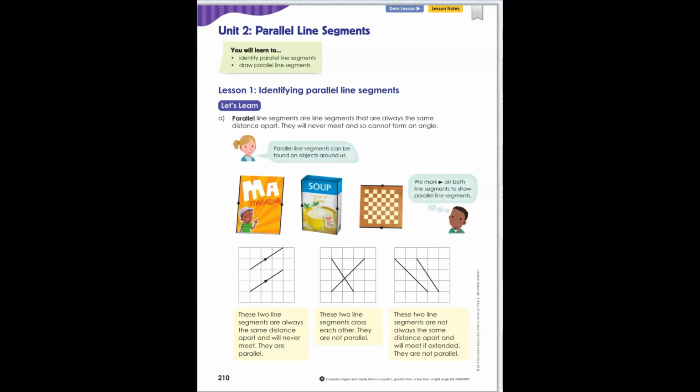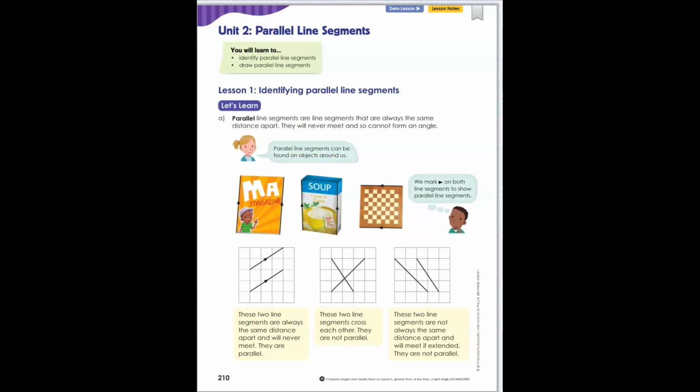So you would have noticed we've skipped a couple of pages. We're doing 210 right now. The reason for that is because of the equipment that you need to use. I know that most of you have protractors, but not many of you have a right angled ruler. So we're going to do that at school when you come back.